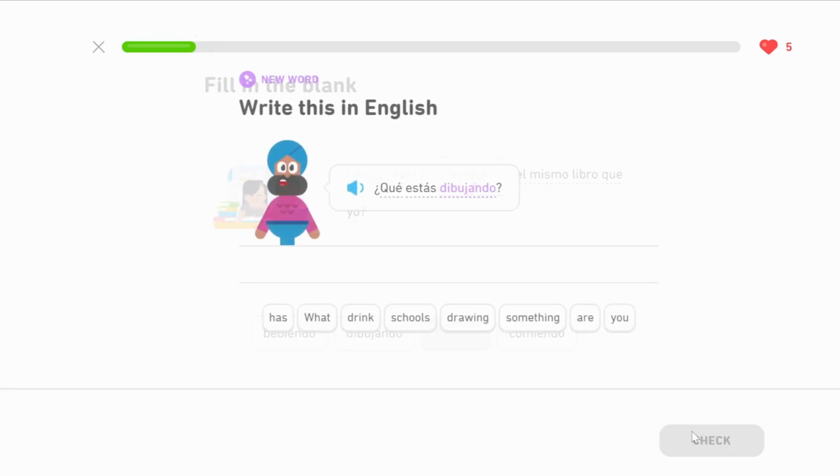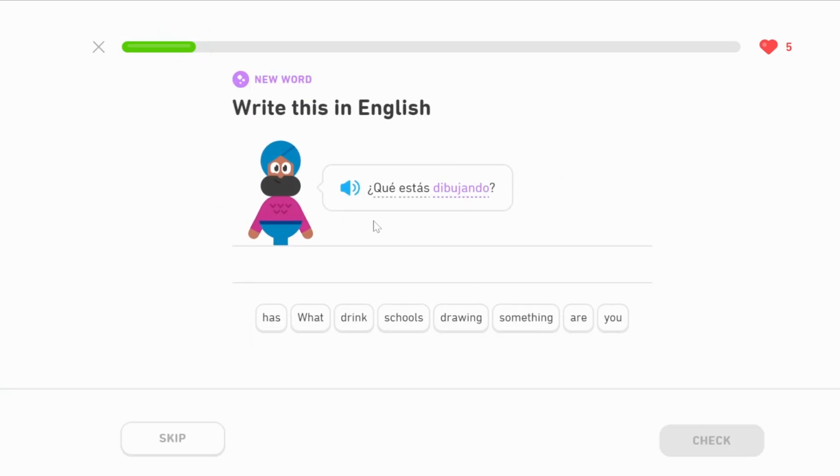There we go. ¿Qué estás dibujando? So this is similar to the first one, ¿qué estás? So what are you? Dibujando. This is actually from an AR infinitive, dibujar, which is to draw. So this time we're going to take off the AR of dibujar, and then we're going to add ando: dibujando, which is in the moment. Instead of to draw, it's drawing. So what are you drawing?